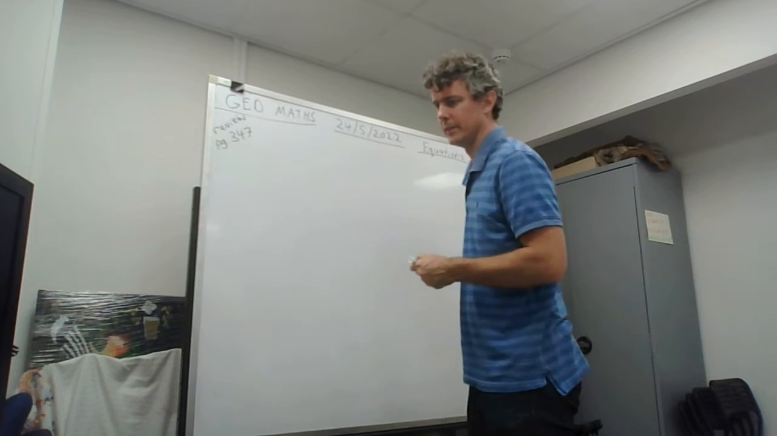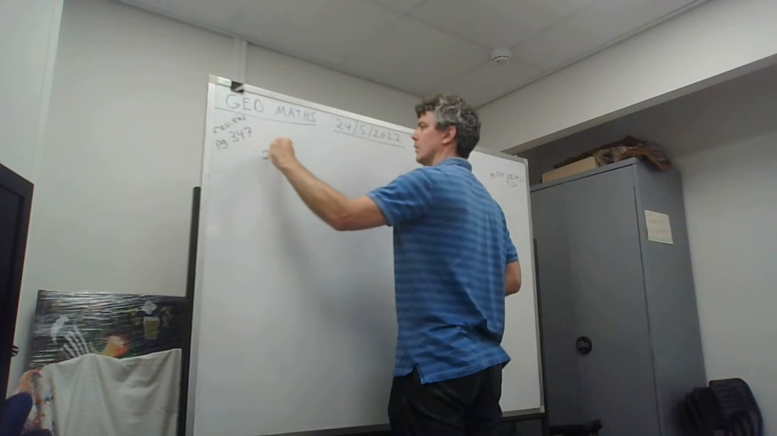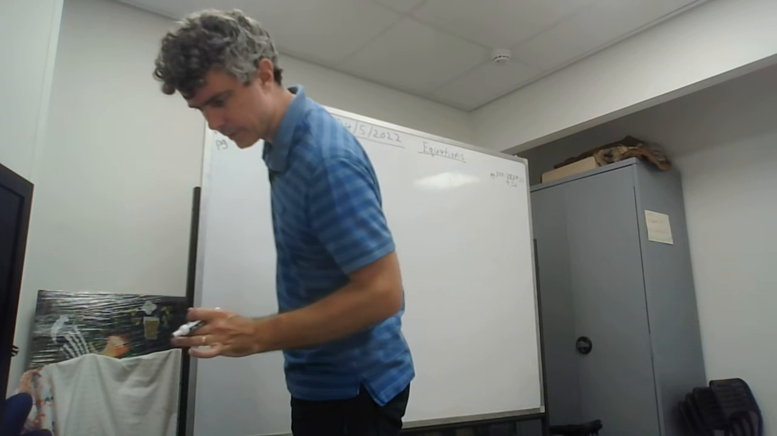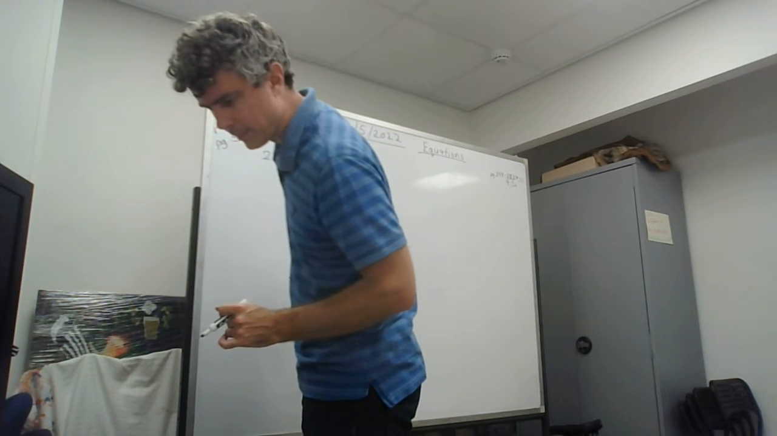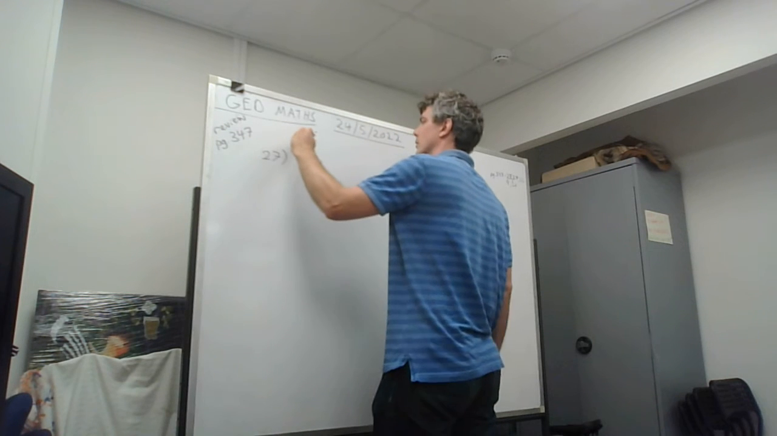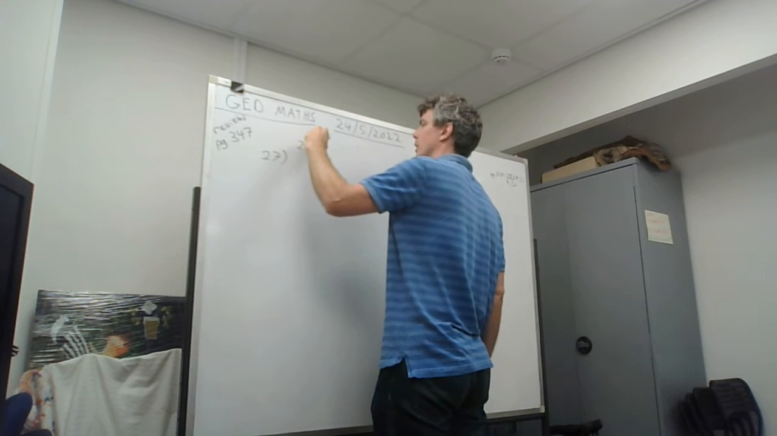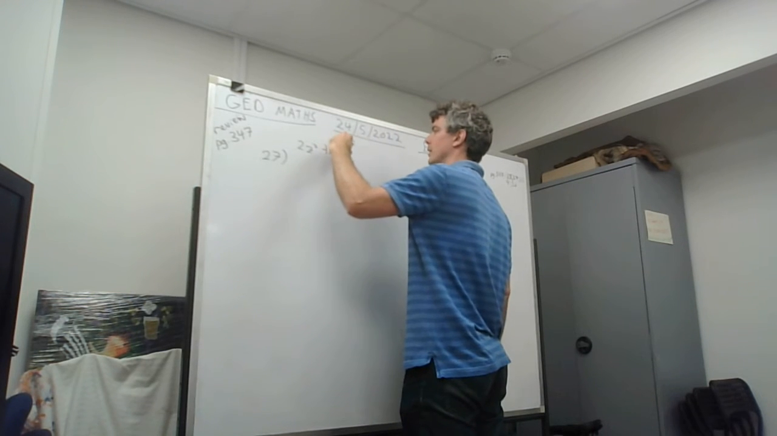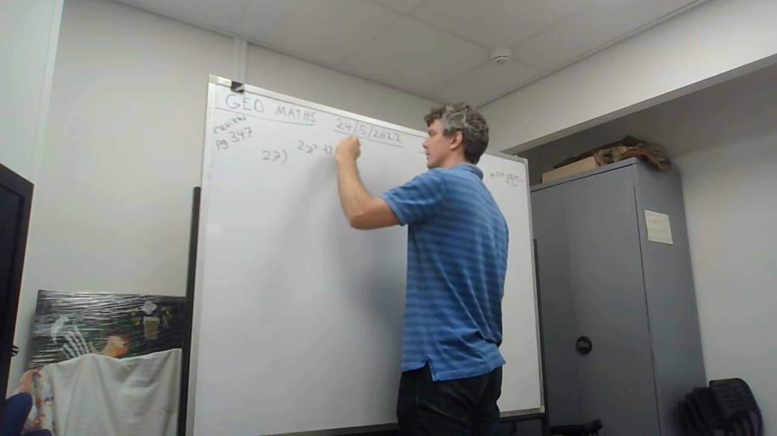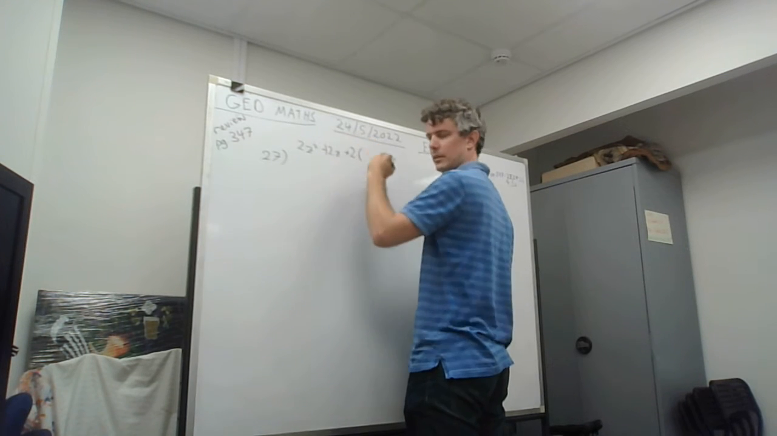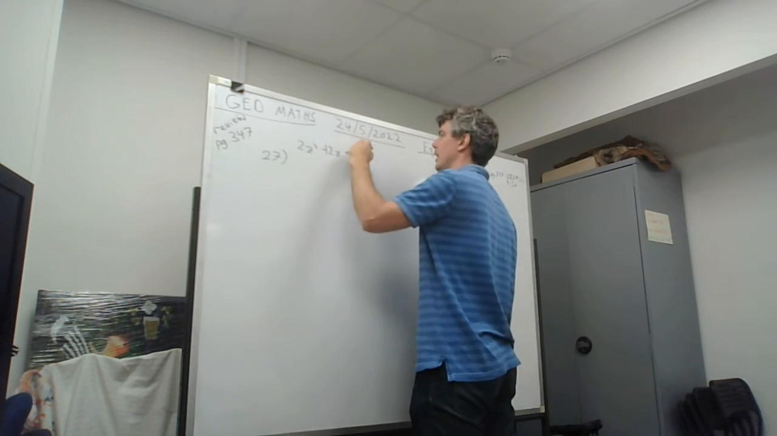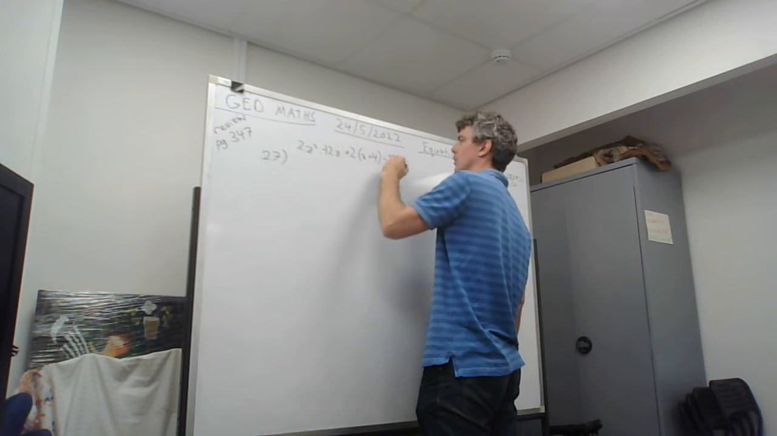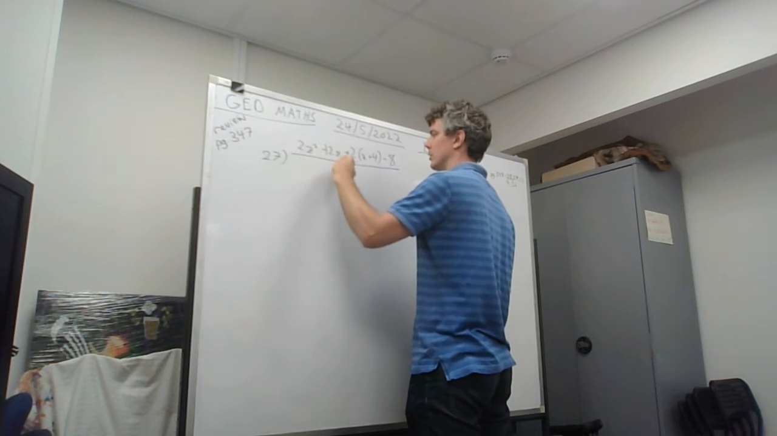So 27. Which of the following expressions is equal to this whole long thing? 2z squared minus 12z plus 2 times, brackets, 2 times z plus 4 minus 8, and all of that over 2z.